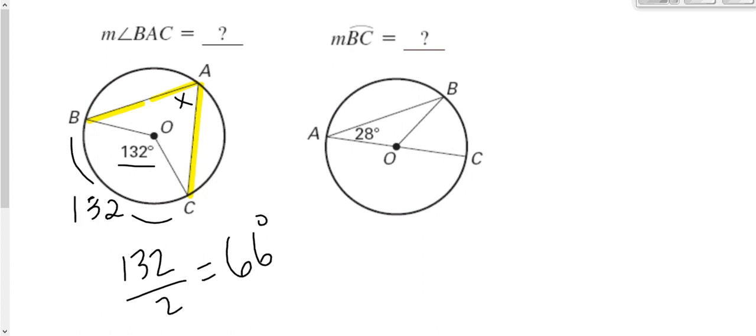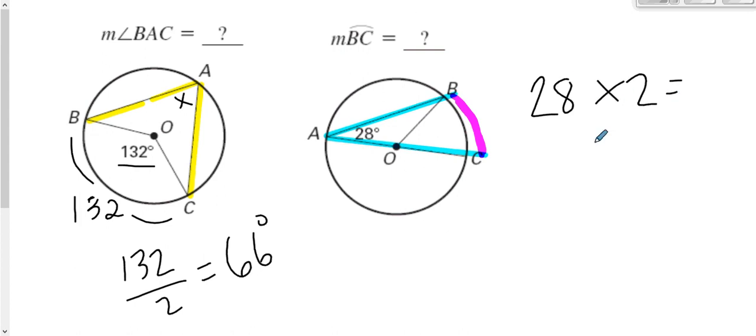So if you look in the picture at the right over here, you're going to have, once again, an angle here. This angle is 28 degrees. This is the inscribed angle, so I need to find the arc out here from B to C. All I'm going to do is take that 28 degrees and multiply that by 2, double that, and that's going to give me 56 degrees.